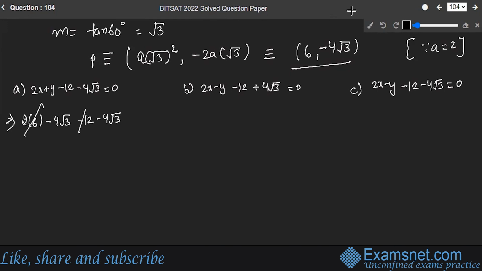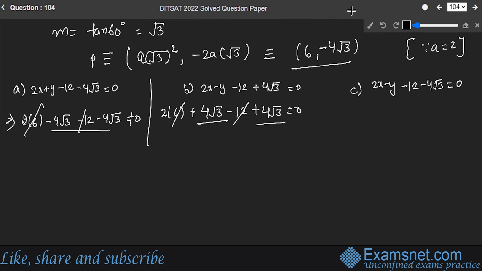This and this will cancel. This is not equal to 0. So that means A is not our answer. Next is 2 into 6 minus minus plus 4 root 3 minus 12 plus 4 root 3 is equal to 0. They will cancel and this is not equal to 0. So B is also not the option.